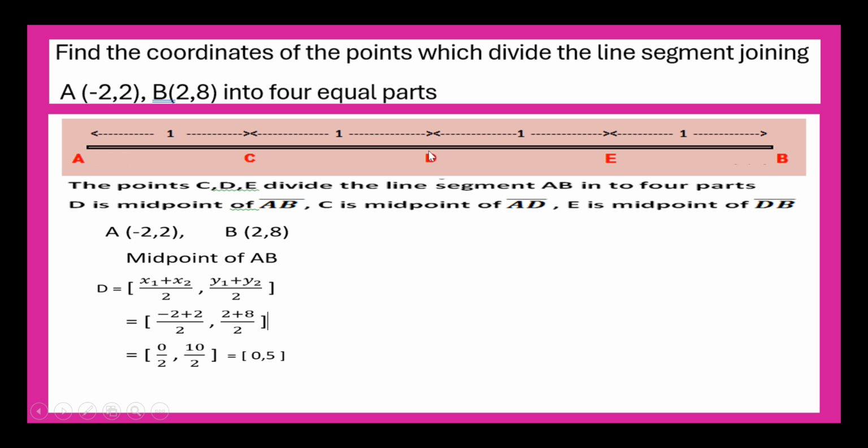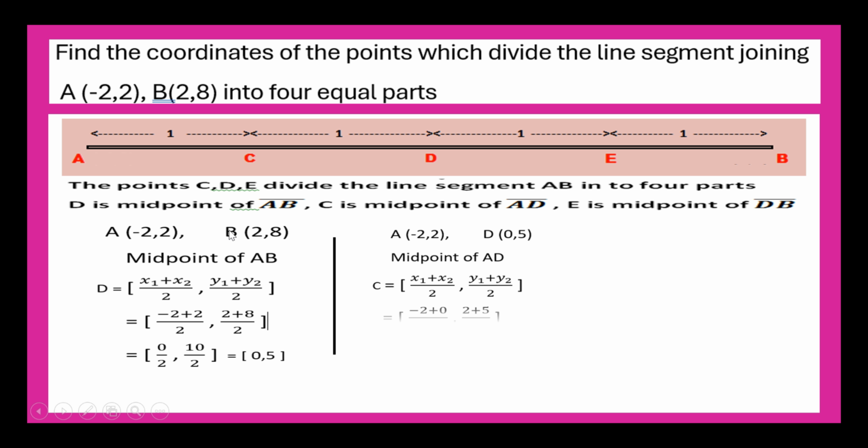Now we got 1 point. Now let us find the point C. If you observe this diagram, C is nothing but the midpoint of AD. The coordinates of A are (-2, 2) and the coordinates of D we got as (0, 5). Now assume the coordinates of A as (x1, y1) and the coordinates of D as (x2, y2). Then again the midpoint formula: (minus 2 plus 0) by 2 and (2 plus 5) by 2.